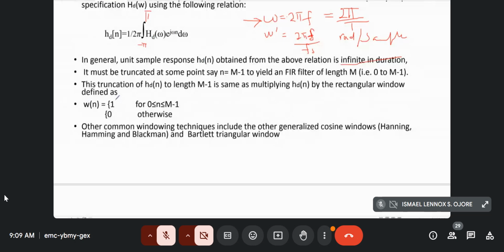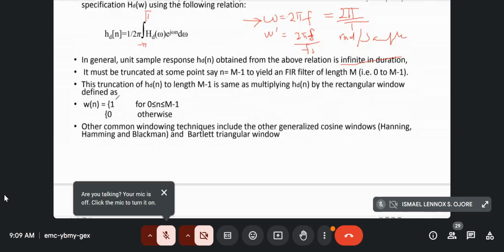There are 4 different windows which are used. I think we are going to see them later. So the rectangular window is w(n) equal to 1 for n from 0 to N minus 1, and it is 0 otherwise. So we have to see that.